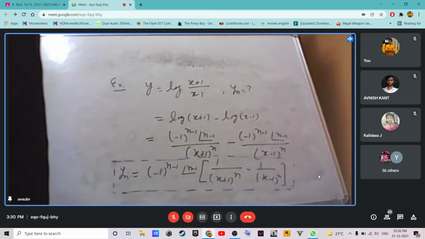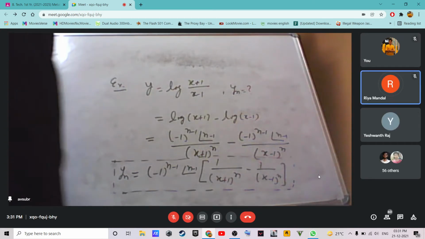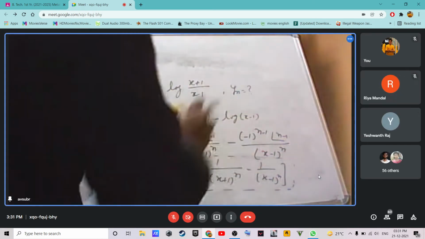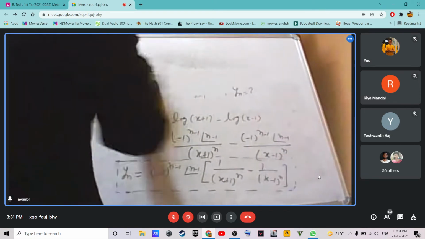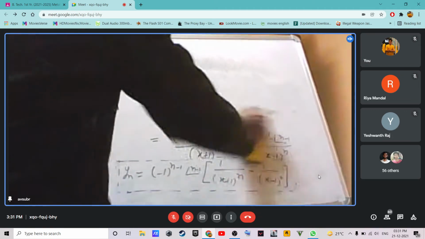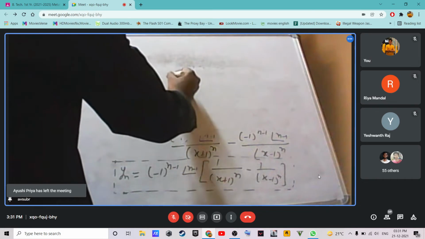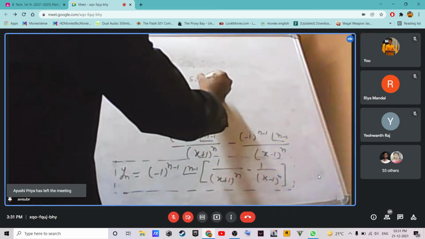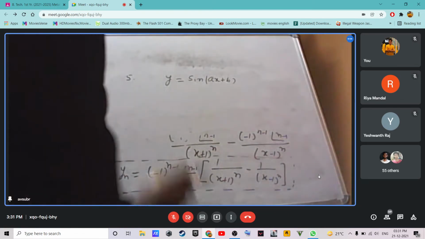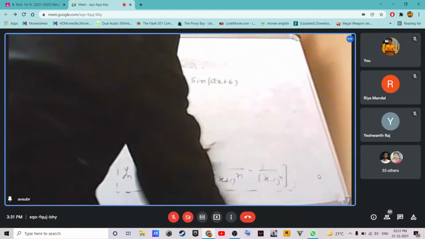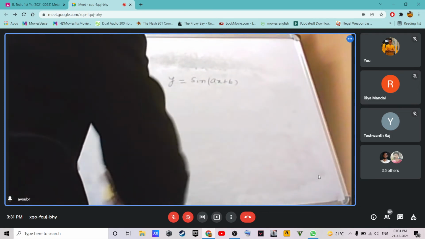I hope it is clear. Yes, sir. Okay. So now let us see another case. The another case is if y is equal to sin of ax plus b. We have to find out nth derivative of this.